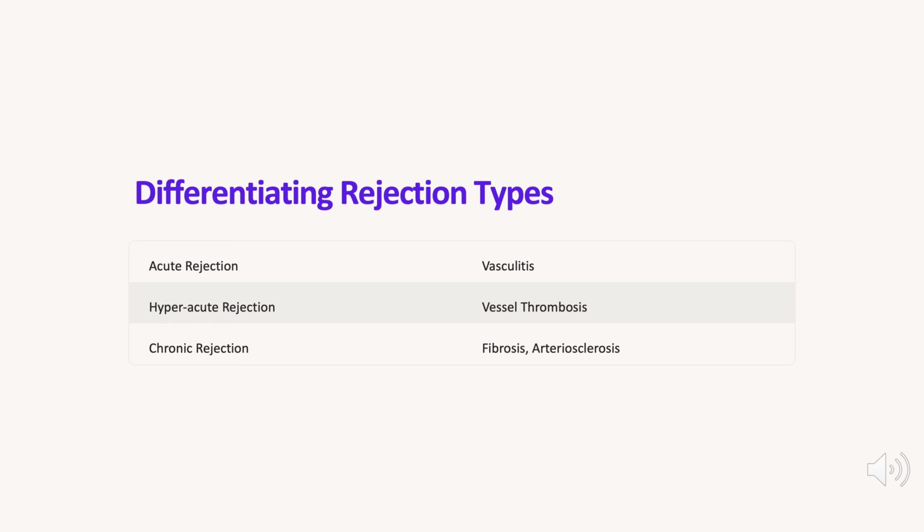3. Chronic rejection. Distinguished by fibrosis and arteriosclerosis, chronic rejection is a slow and progressive process characterized by the accumulation of fibrotic tissue and the narrowing of arteries supplying the transplanted organ. This chronic scarring and vascular damage gradually impair organ function over time.